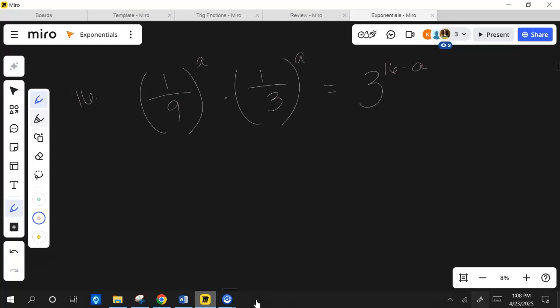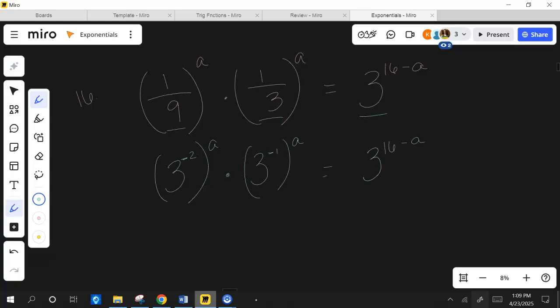All right, what's the base? 3. I need it to be 3, right? I need them all to be the same, so what's the connection here between 1/9, 1/3, and 3? I can do a 3 as a base. So 3 to the what power is 1/9? -2. The exponent that was there is still there. Remember, I just wrote this a different way. It didn't change values. How about 1/3? -1. Again, the A is still there.